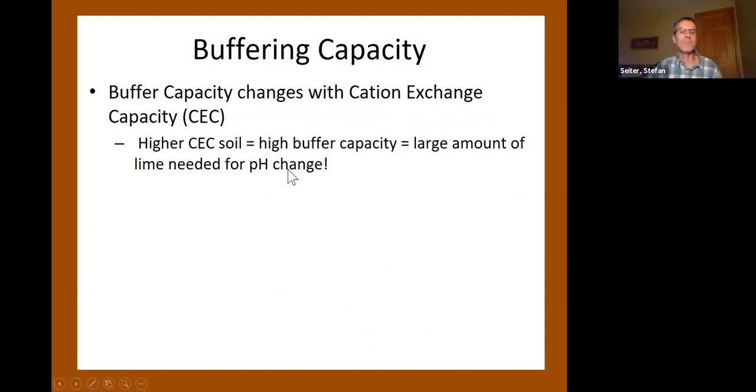Cation exchange capacity, you might have heard of that. It's abbreviated as CEC, and you see it on your soil test if you go for the full level soil test. And it basically is an expression of exactly what I just mentioned. Basically, if you have a lot of surface area, you have a lot of cation exchange capacity, you have a higher buffer capacity, meaning you need a lot of lime.